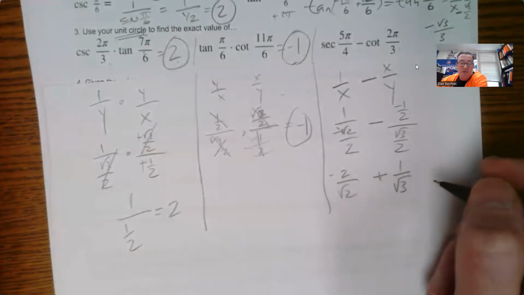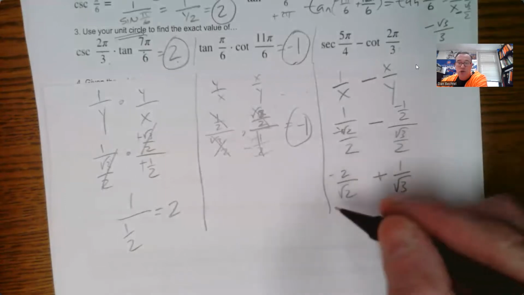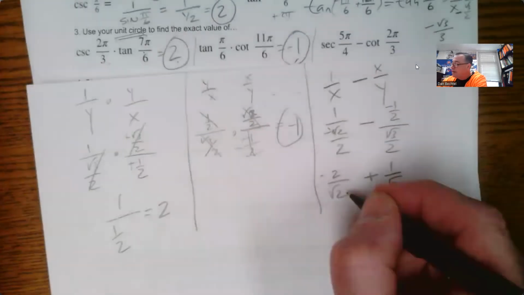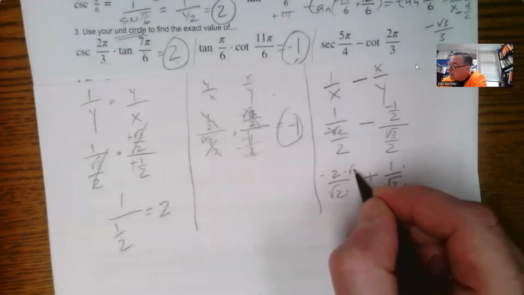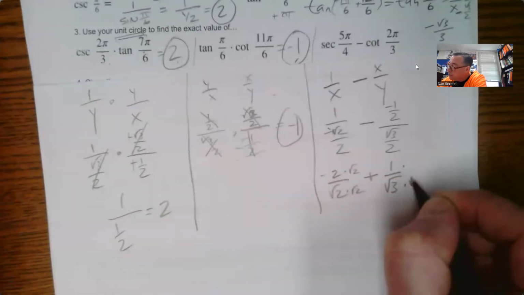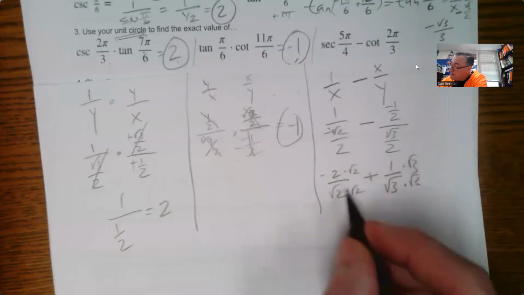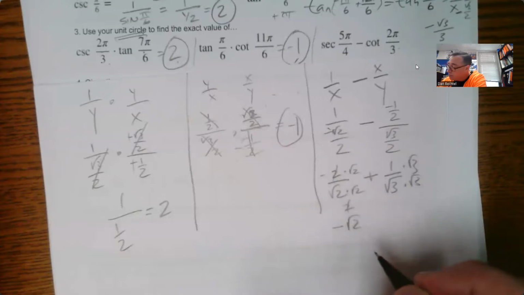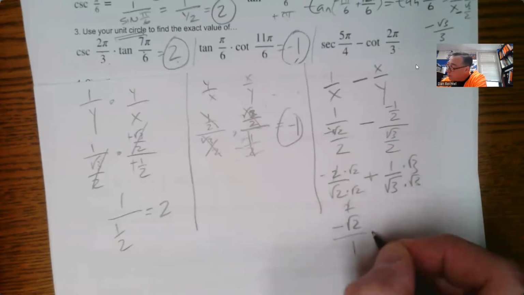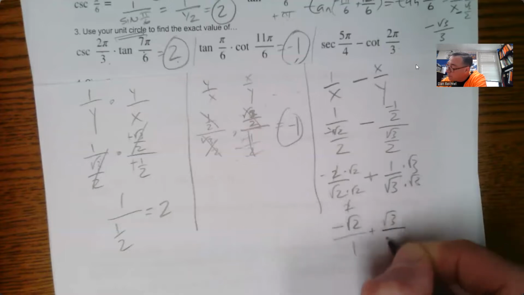Now, I would feel compelled to rationalize these denominators by multiplying the top and the bottom by our respective square roots. This now is going to become a 2, which will cancel with that one, and I will have negative root 2 as a result of that. I might as well put it over 1 because I might have a fraction here. Here, I'm going to have the square root of 3 over 3.